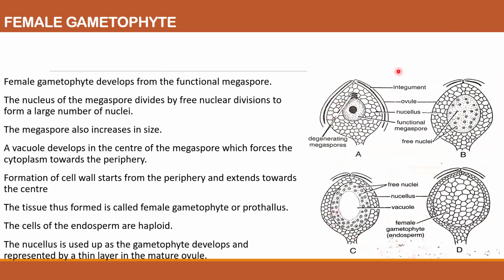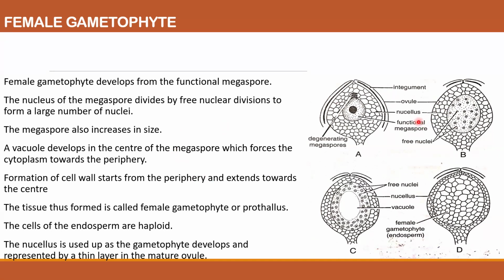Moving on forward to the female gametophyte. The female gametophyte develops from the functional megaspore, which is deeply situated inside the ovule or megasporangium. The nucleus of the megaspore divides by free nuclear divisions to form a large number of nuclei, and simultaneously it also increases in size. A vacuole develops in the center of the megaspore, which forces the cytoplasm towards the periphery, and the vacuole contains a whitish fluid which is formed by disintegration of the cells in the vacuole region.